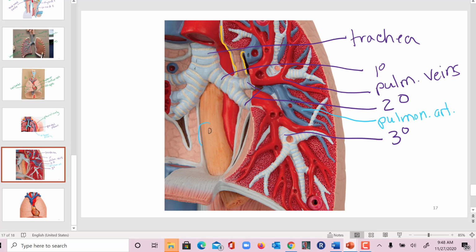And then this structure here is the esophagus. And we can see it exiting through the diaphragm, through the esophageal hiatus. This structure here is part of the diaphragm, which is the prime mover for respiration. You should remember that from Lab Unit 2.